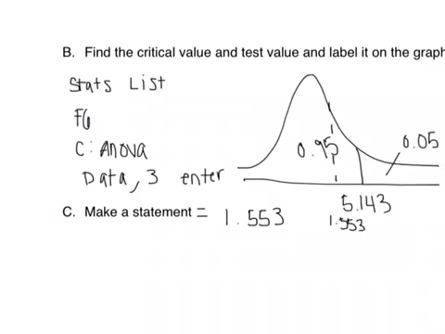So if we graph that, you see that 1.553 does not land in the shaded region, which is right here. So that means we do not reject.